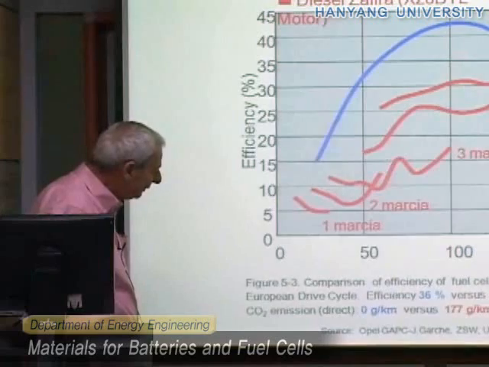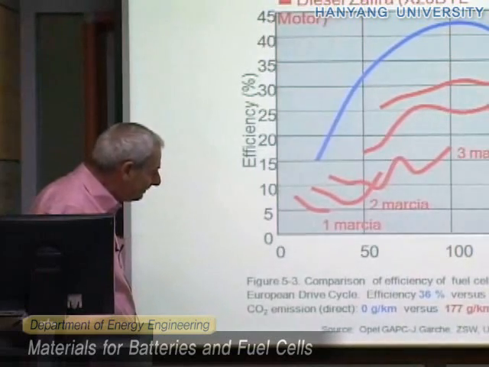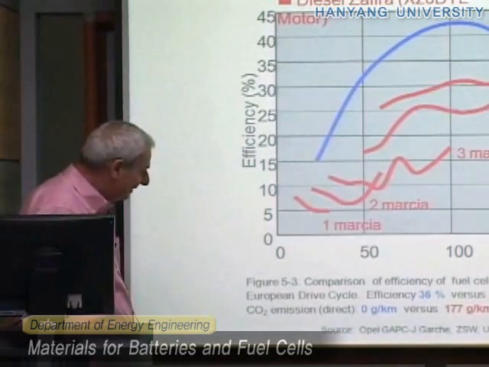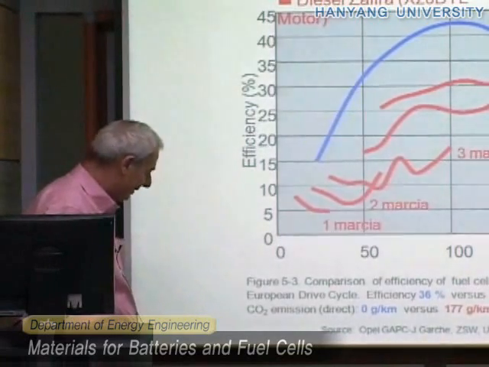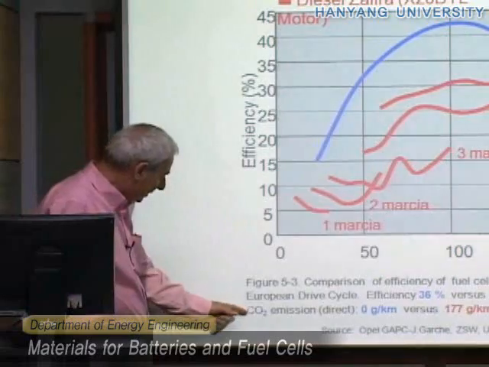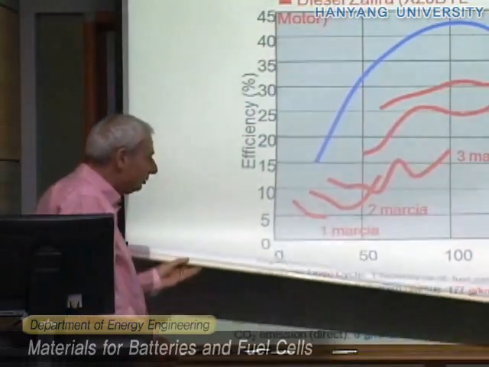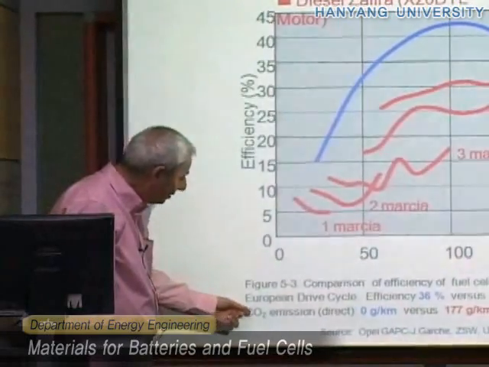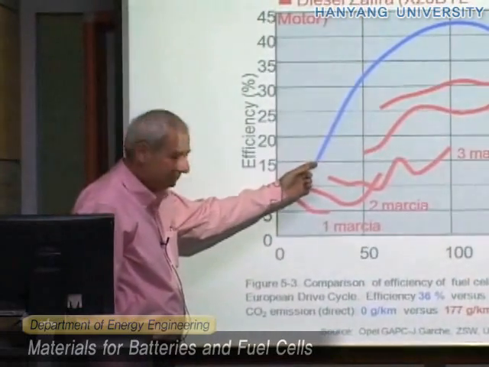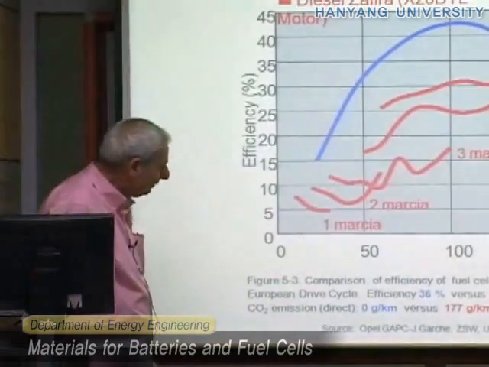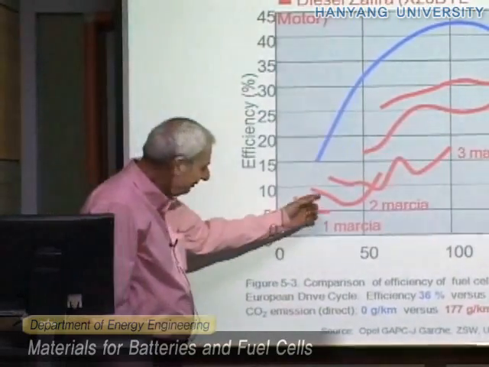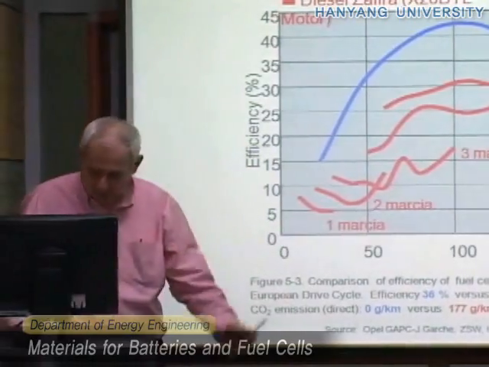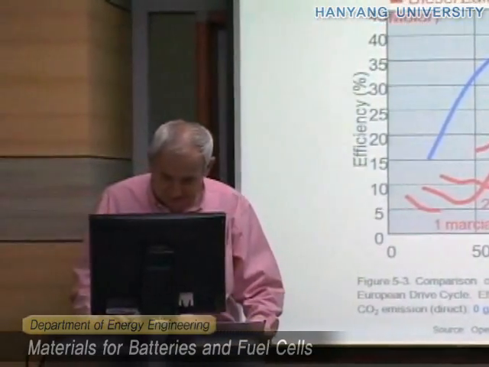And here you see that the fuel cell car, which is blue, has an efficiency of 36% versus 22%. And this is very important. You can see the CO2 emissions here: 0 grams per kilometer, versus 177 grams per kilometer. So why don't we use fuel cells?